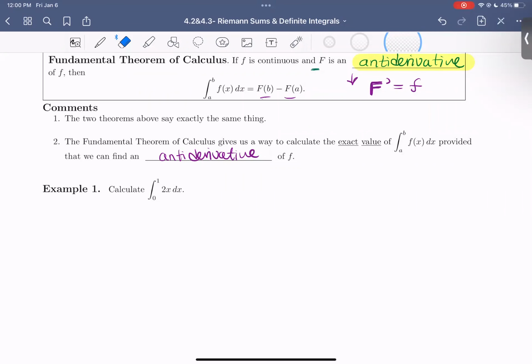In this video, we're going to look at example 1 in section 4.4. All right, this is where the real fun begins with integral calculus. So we are going to be able to calculate the integral from 0 to 1 of 2x dx. Before we do that, let's just get a sense of what we are actually computing here.